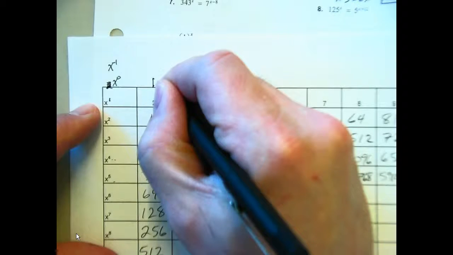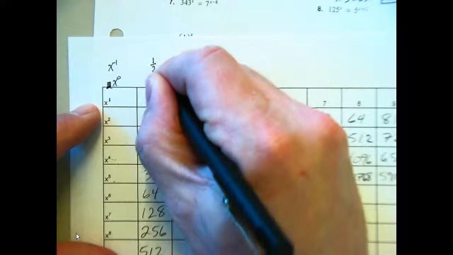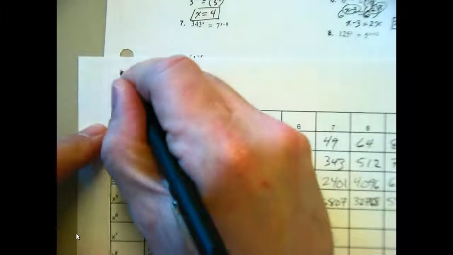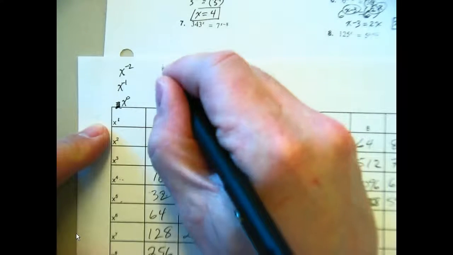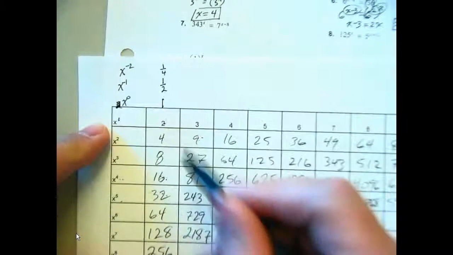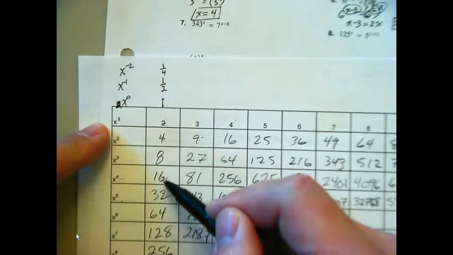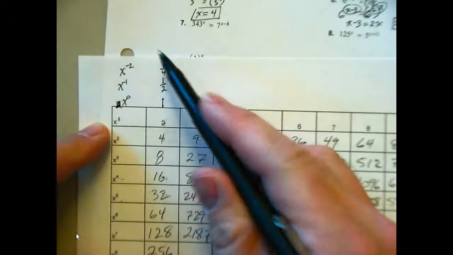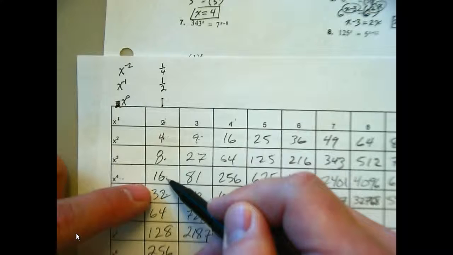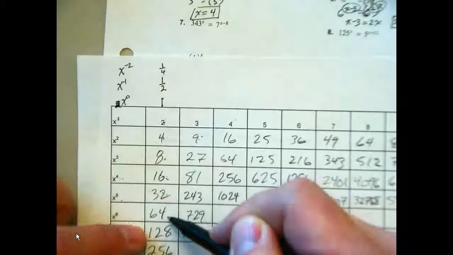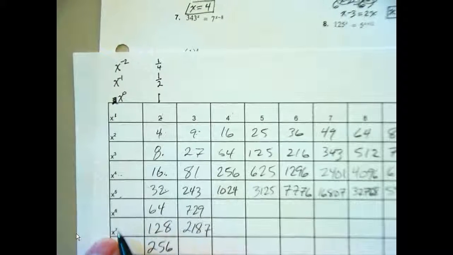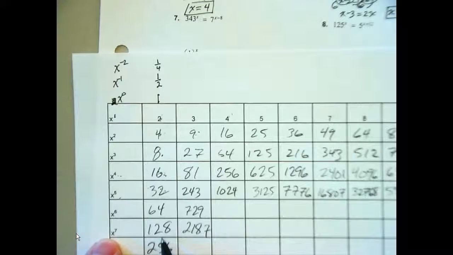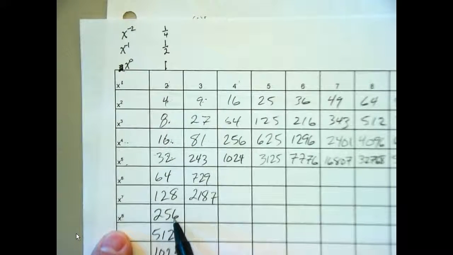Negative 1. What's 1 divided by 2? It is 1/2. What's x to the negative 2nd? Well, what's 1/2 cut in half? 1/4. So really what you start doing is taking these numbers and putting them on your denominator. The next one would be 1/8, and then 1/16, and then 1/32, 1/64. If I wanted 2 to the negative 7th power, that is 1/128. 2 to the negative 8th power is 1/256.